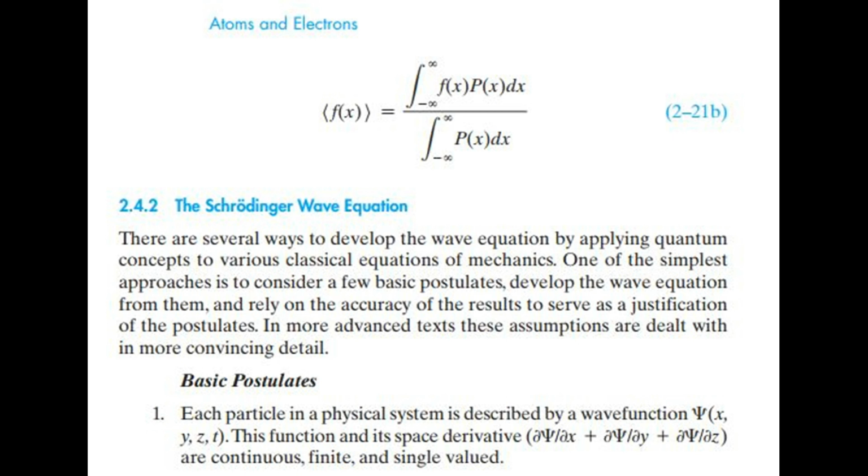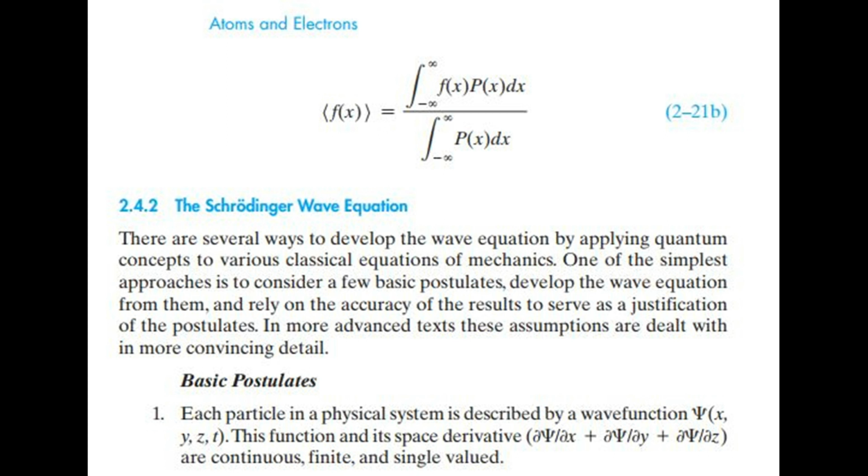The Schrödinger wave equation. There are several ways to develop the wave equation by applying quantum concepts to various classical equations of mechanics. One of the simplest approaches is to consider a few basic postulates, develop the wave equation from them, and rely on the accuracy of the results to serve as a justification of the postulates. In more advanced texts these assumptions are dealt with in more convincing detail. Basic postulates. 1. Each particle in a physical system is described by a wave function Ψ(x, y, z, t).